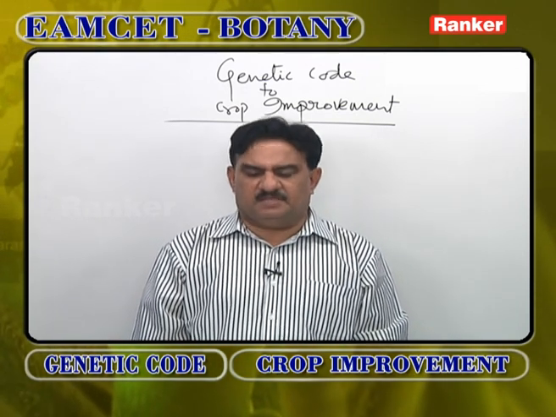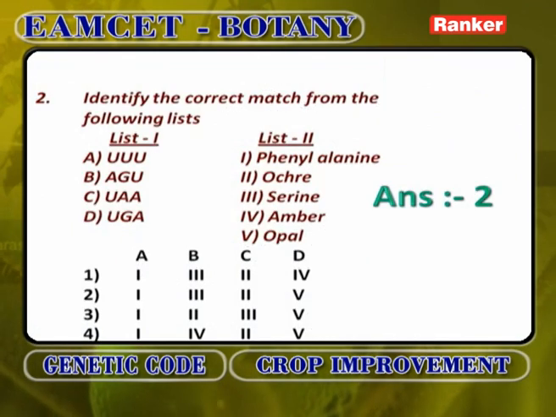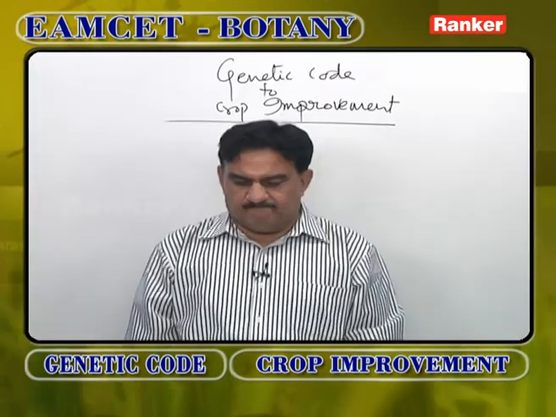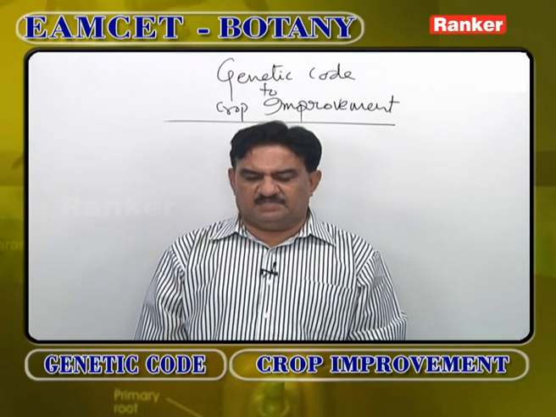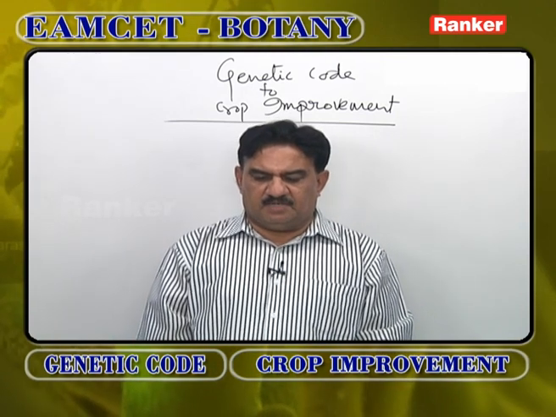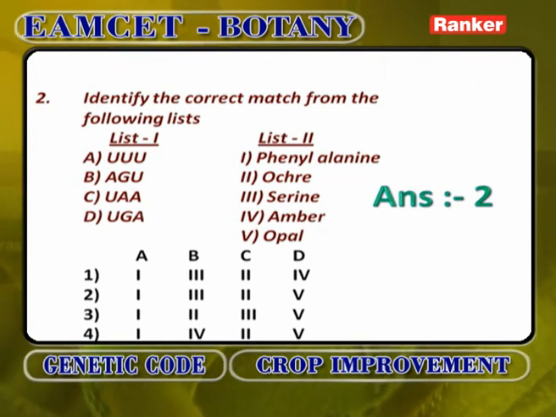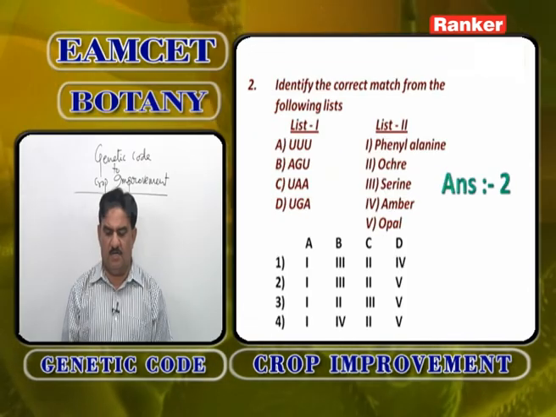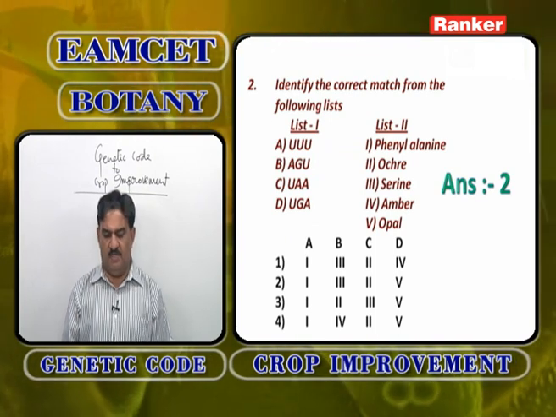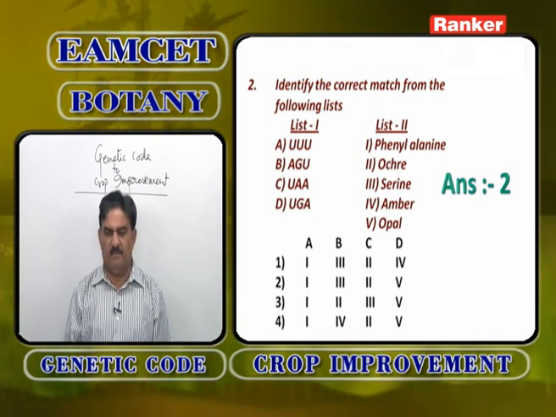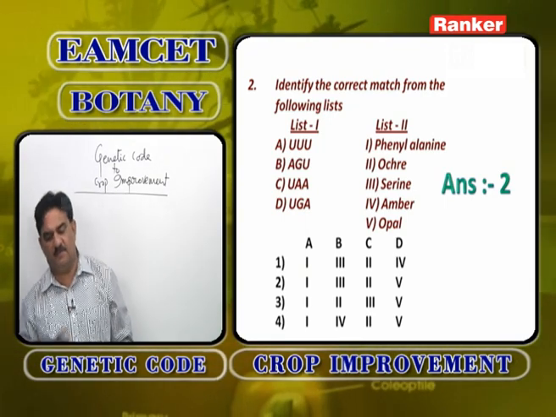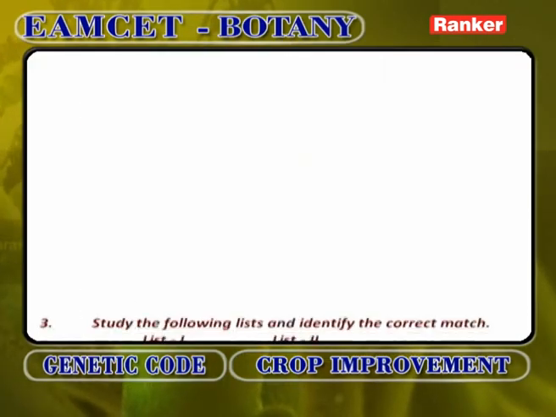So, here UAA is ochre, UGA is opal. So, answer is 2: A1, B3, C2, D5. UGA is opal, UAG is amber, UAA is ochre. So, UUU phenylalanine, AGU serine, UAA ochre, UGA opal. Here, UAG is not given, which is amber. So, A1, B3, C2, D5. This is the correct match regarding codons.